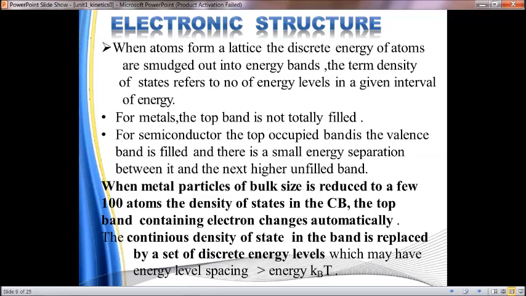Whenever you come to nanoparticles, that is when a metal particle of bulk size is reduced to a few hundred atoms, the density of states in the conduction band, that is the top band containing electrons, changes automatically. The continuous density of states in the band is replaced by a set of discrete energy levels which may have energy level spacing greater than the energy kBT. So the electronic structure of metal, semiconductor, insulator can be changed at the nano size. This is given over here.